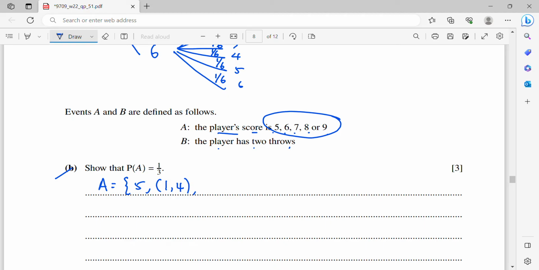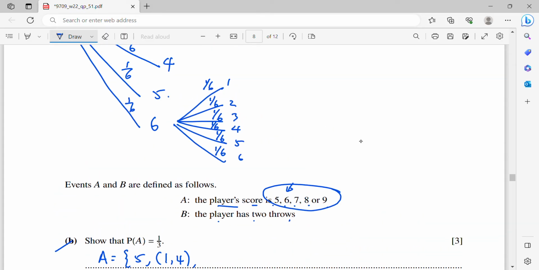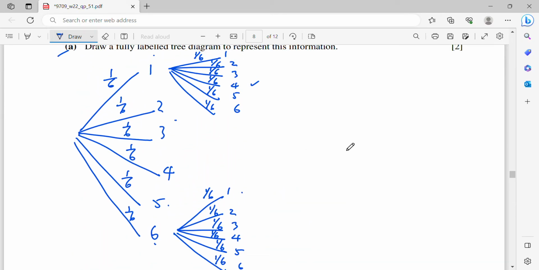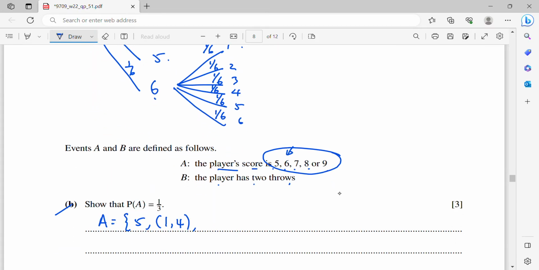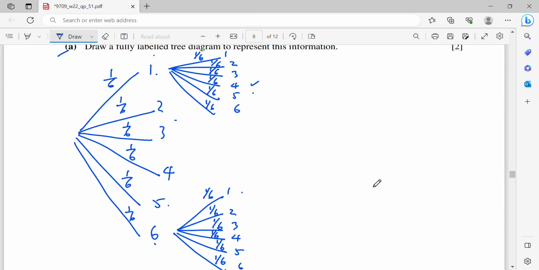Alright, so now if the score is 6, you have to be careful. It cannot be 6 and then 1, 2, 3, 4, 5, 6 because it is more than 6 already, which means the player might get 1, 5. That is to get 6. Now to get 7, it must be 2 throws. So I will get 1, 6 to get 7 or 6, 1 to get 7.